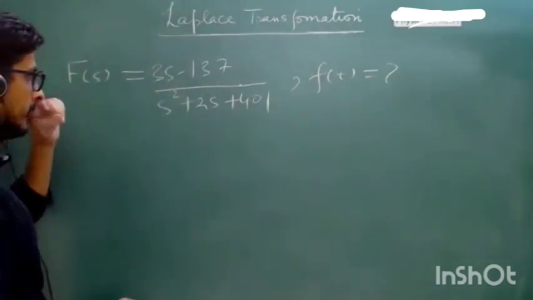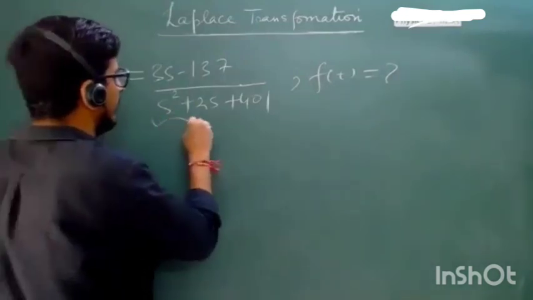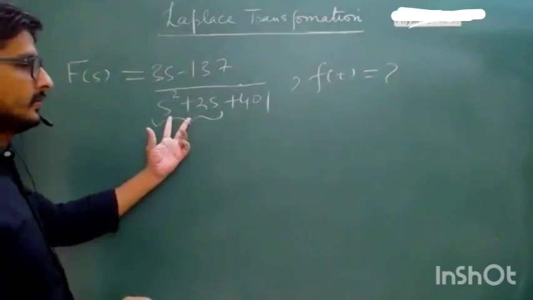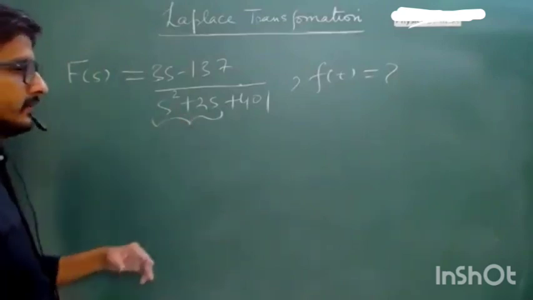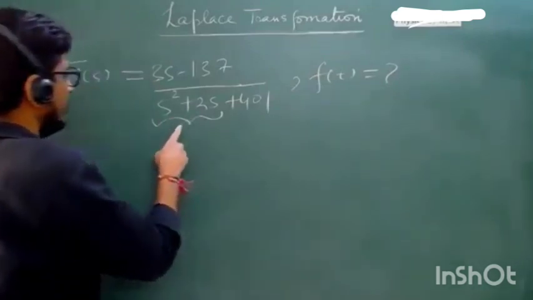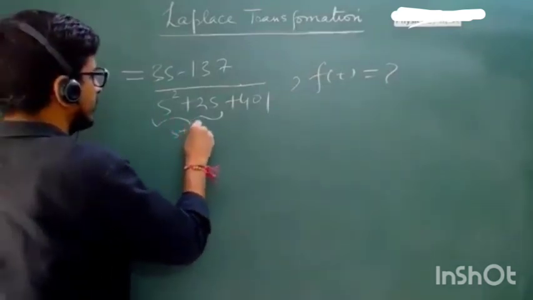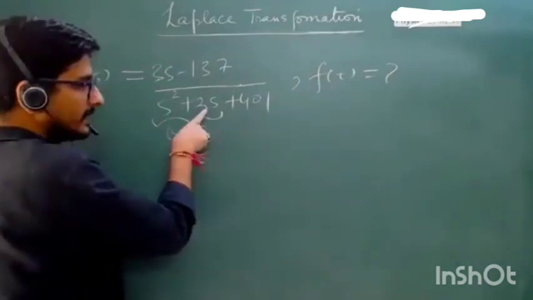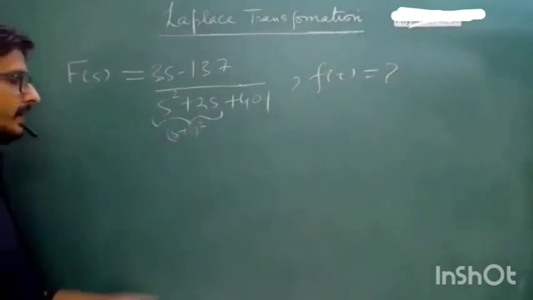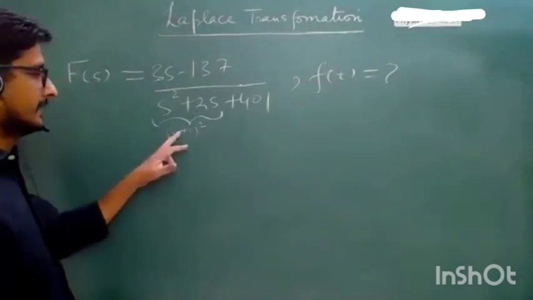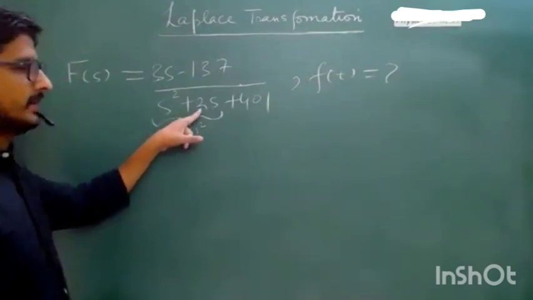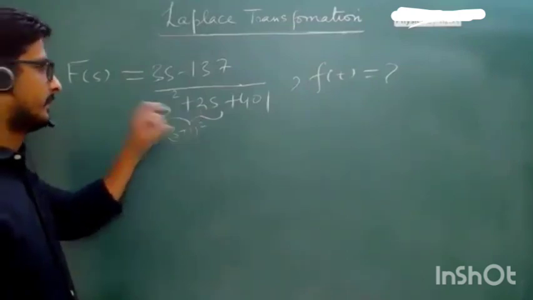Please see this. Here it is s square plus 2s. So the first step will be to try to make it a perfect square. We can't do much; we can only write this as s plus 1 whole square, because 2s will only come when it is s plus 1 square. You can't write anything else. Are you able to understand this? Because of this 2s, we always see this term.